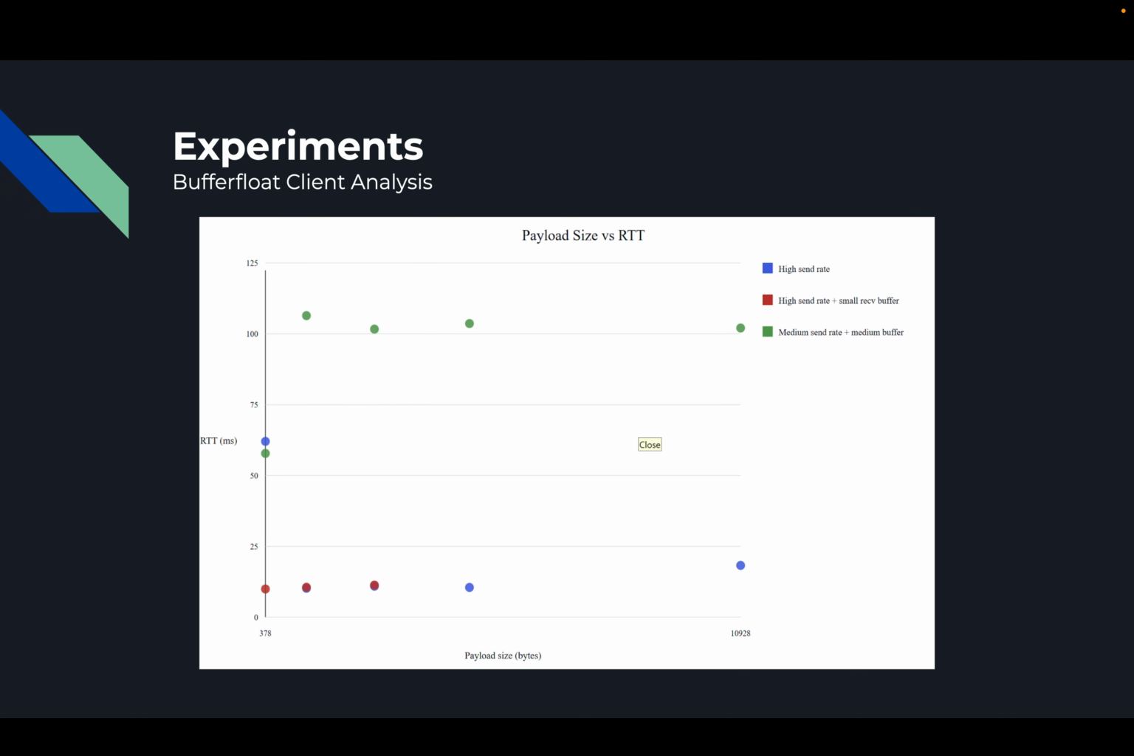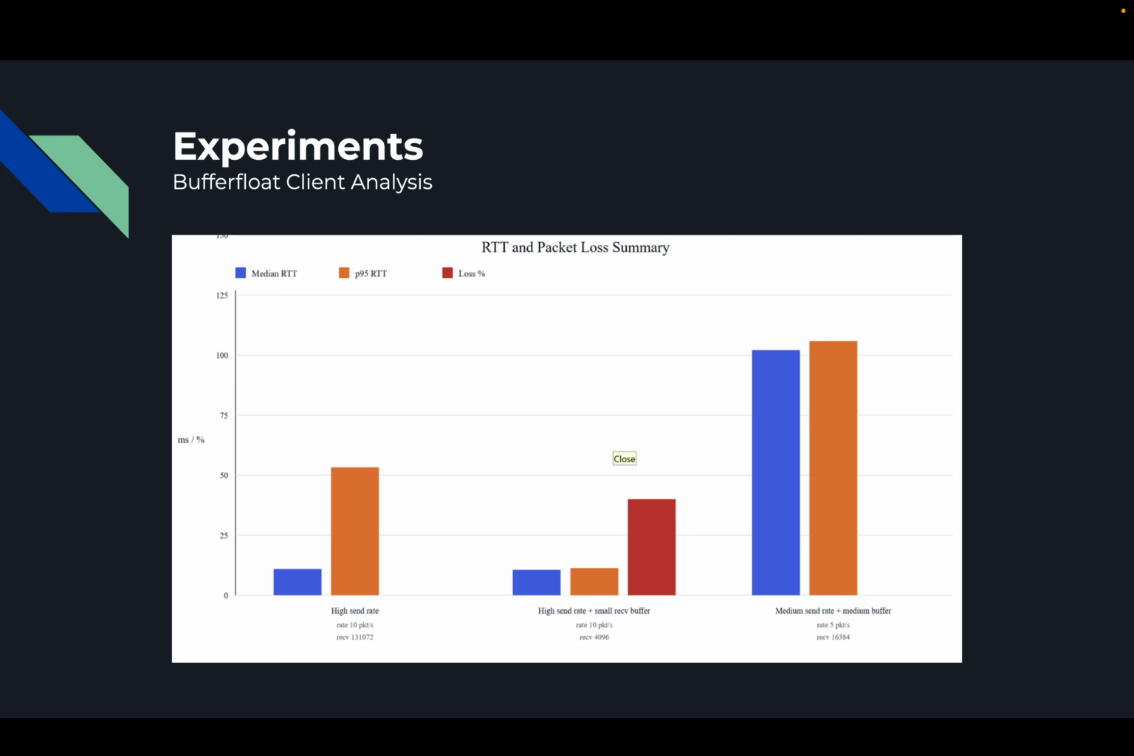Here in this plot, we compare payload size with RTT for the buffer bloat experiments. The medium rate medium buffer case has much higher RTT values across payload sizes, showing that the delay is not just caused by one packet size. The high rate larger buffer case mostly stays low after the first packet. The high rate small receive buffer case has low RTT for received packets, but packet loss means some payloads never complete. This reinforces the difference between delay heavy buffering and loss heavy small buffers.